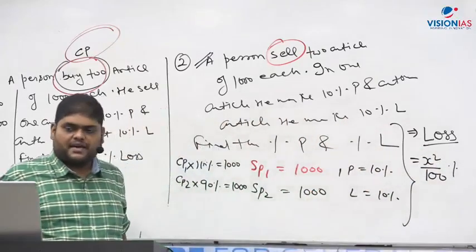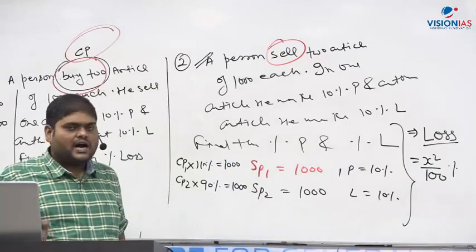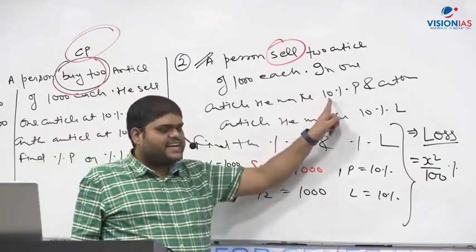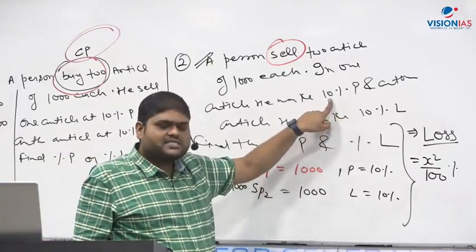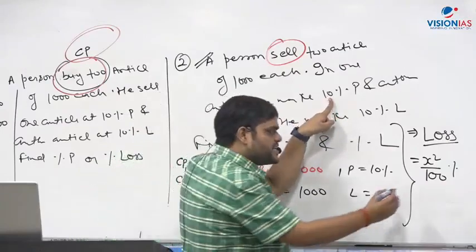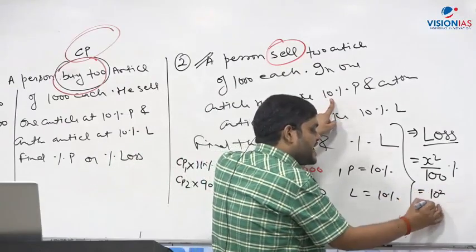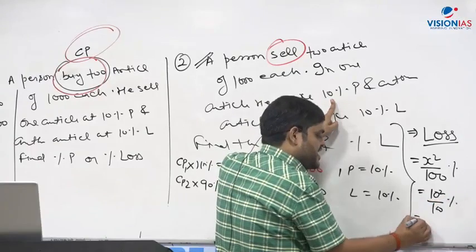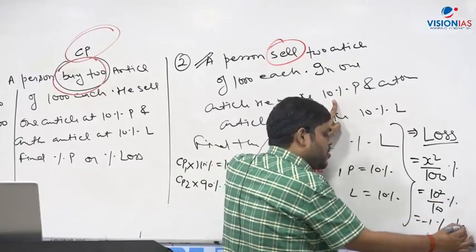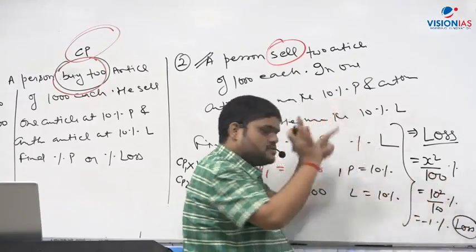Always the loss will be x square upon 100%. What is x square here? This percent profit or loss value. The percent profit and loss value is 10. So 10 square upon 100%, that means 1% loss will be there always.